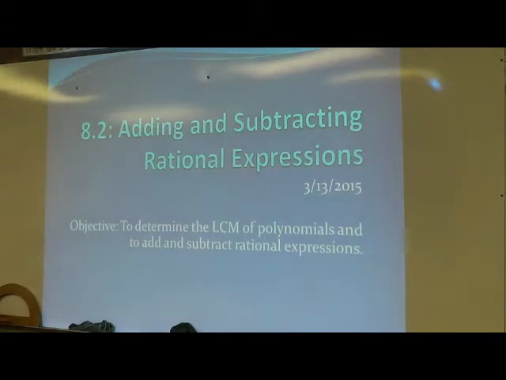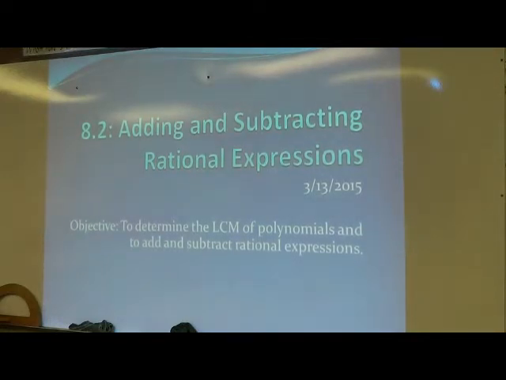Today is section 2 of chapter 8, which is adding and subtracting rational expressions. So yesterday we multiplied and divided, which is probably the easiest of the four. Now adding and subtracting are going to be a little more difficult. So just a little fair warning there.